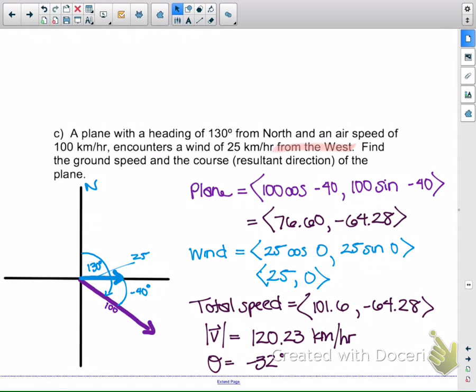Bearings are from north, right? So let's think about that. If this is negative 32 degrees this way, what would the angle be from north? Or how would you find the angle from north? 90 plus that 32. Because we're actually looking for what is this whole angle there from north. So you've got to think about 90 and 32 would give me a final angle of 122 degrees from north. So that's just a notation thing to remember in terms of plane things.